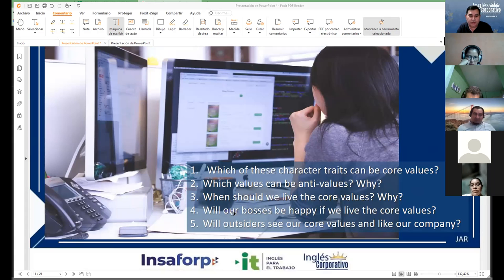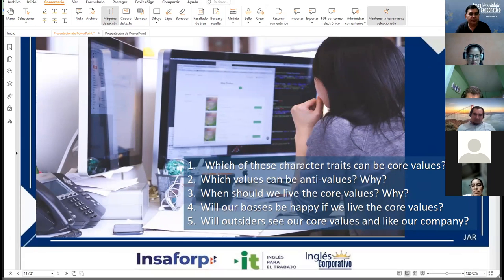So these are the questions. Will our bosses be happy if we leave our core values? Will outsiders, people from outside the company, see our core values and like our company? So discuss these questions. Okay, after the attendance. First the attendance.